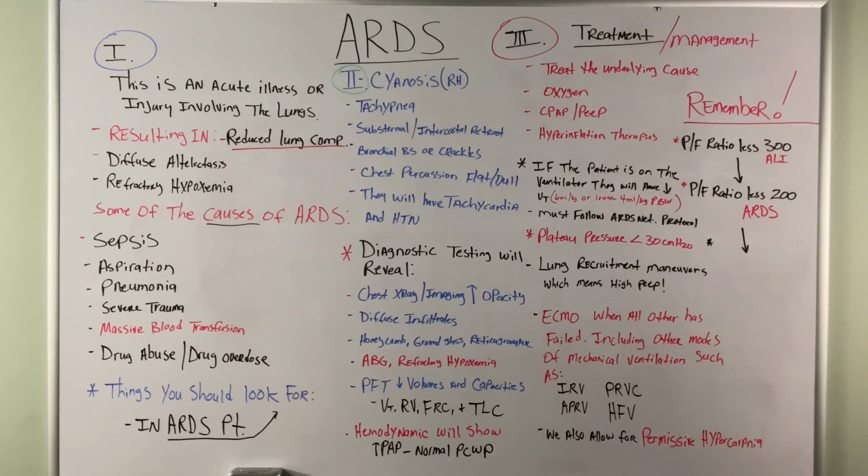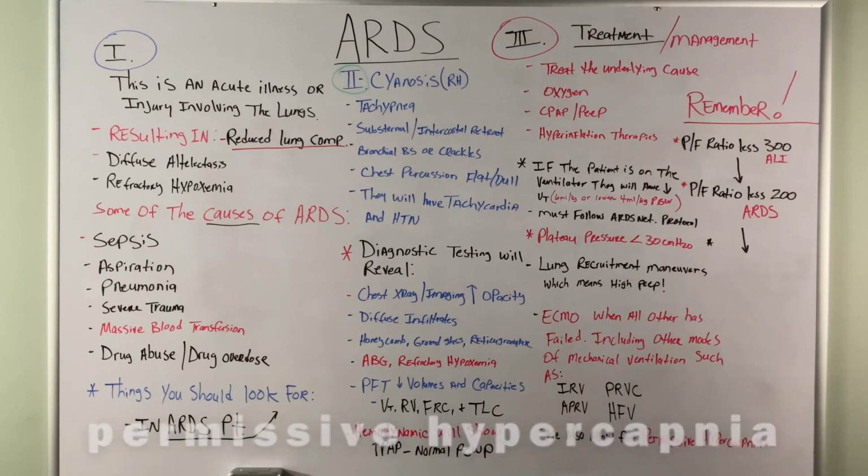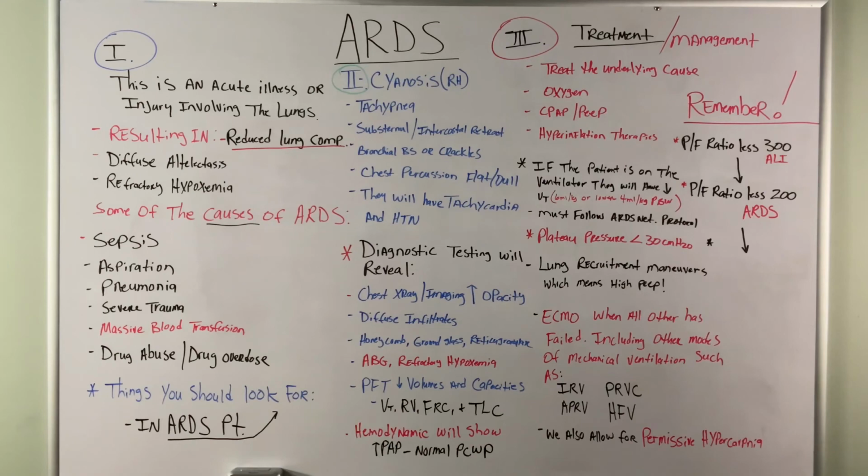If all has failed, then there are some other modes of mechanical ventilation that we may use. IRV being one of the ones that you may see, and APRV, PRVC, and HFV. All of these you could see on the TMC exam as a mode of ventilation for severe cases of ARDS. Now, we also allow for some permissive hypercapnia in these patients. And don't forget that you will see that on the exam.